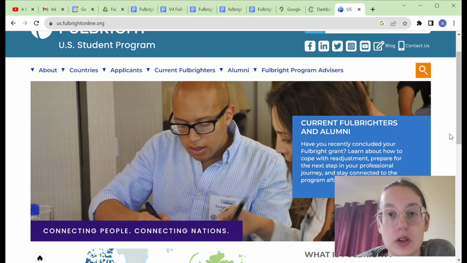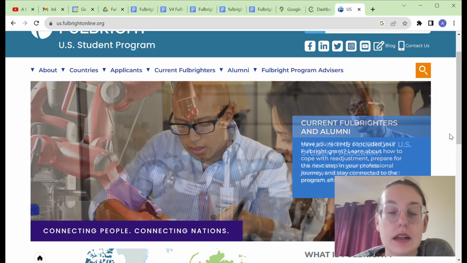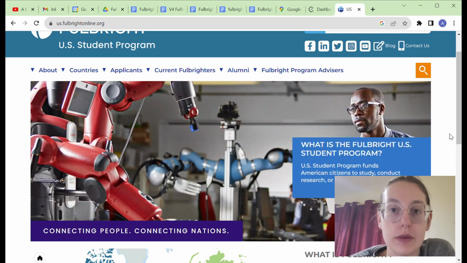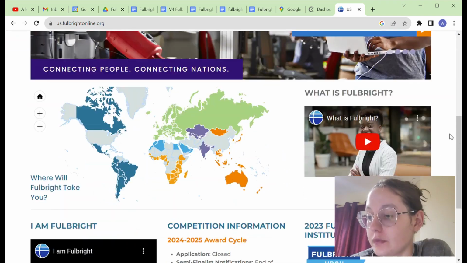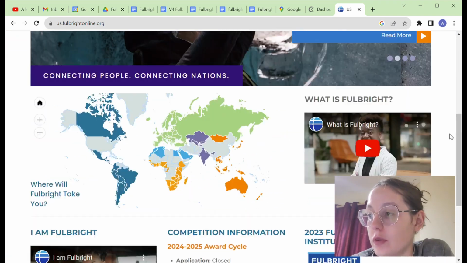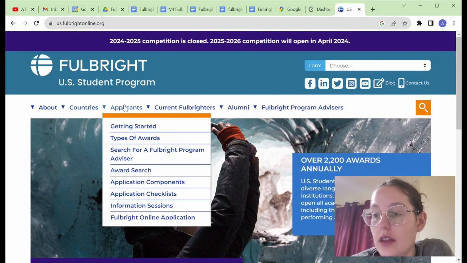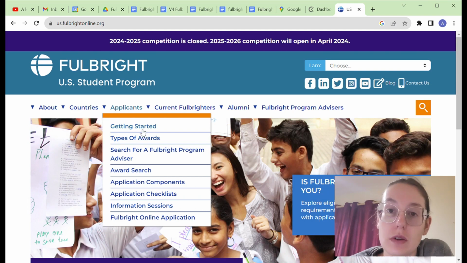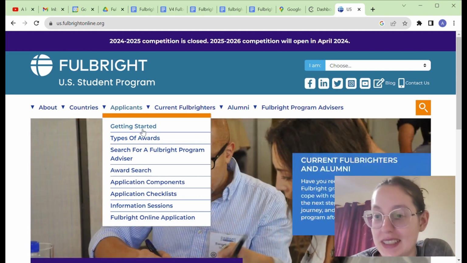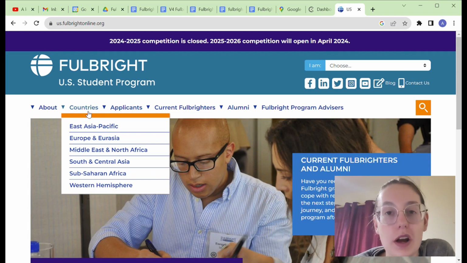And each school is different. You may have to jump through a few more hoops than I did. I basically just said, yes, I would like to apply, and they're like, okay, we'll recommend you. But on the Fulbright website, there are countries, there's applicants, there's this whole section on getting started, the online application, etc. I'm sure you've already seen that if you're now on YouTube looking for similar resources. So I'm going to walk you through what I did.